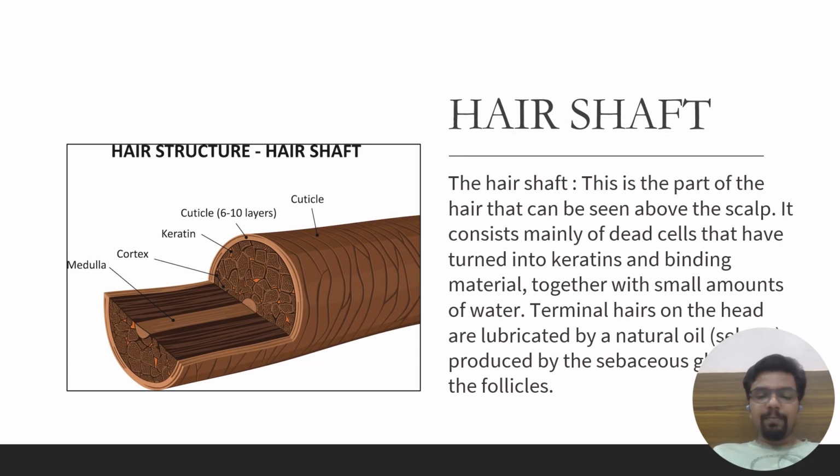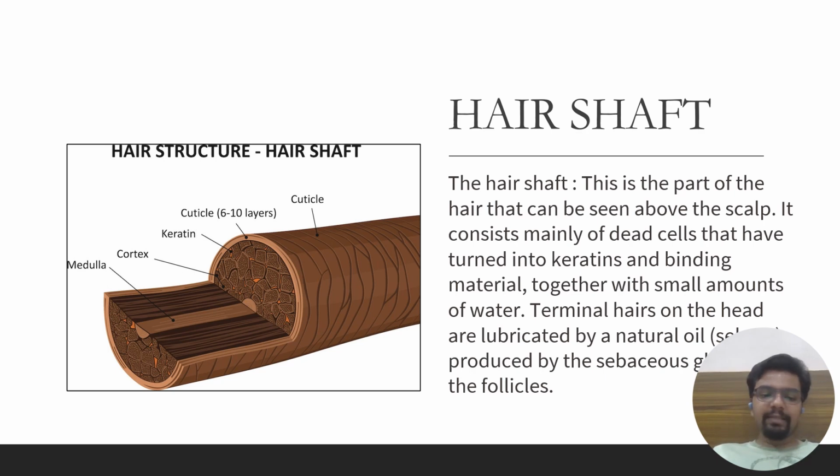So basically, the hair shaft is the part of the hair that can be seen above the scalp. This consists mainly of dead cells that have turned into keratins and binding materials, with only a small amount of water. Terminal hair on the head is lubricated by a natural oil which is produced by the sebaceous glands.